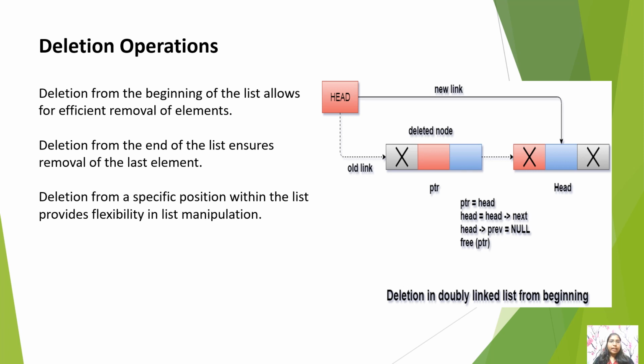Deletion operations. Deletion from the beginning of the list allows for efficient removal of the elements. Deletion from the end of the list ensures removal of the last element. Deletion from a specific position within the list provides flexibility in list manipulation. Here, an example is provided for deletion in a doubly linked list.